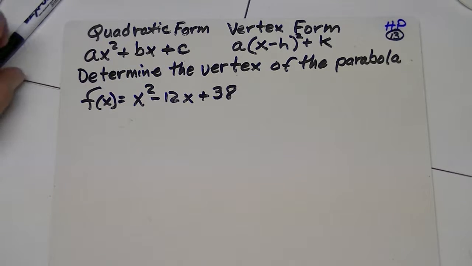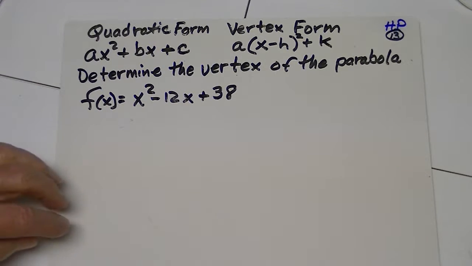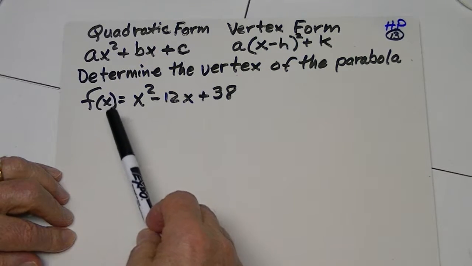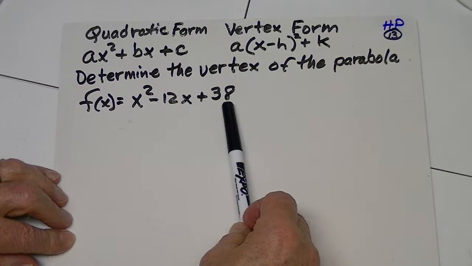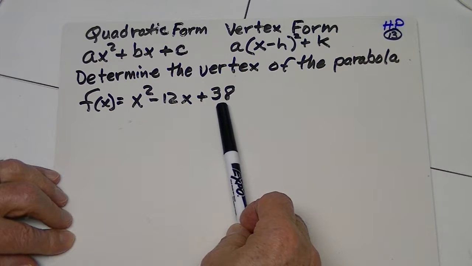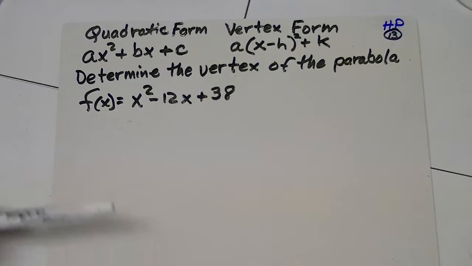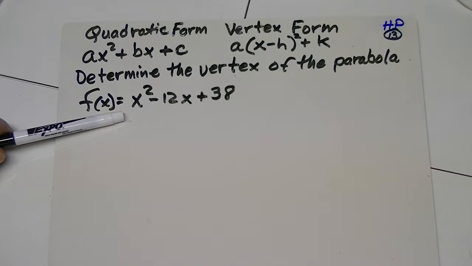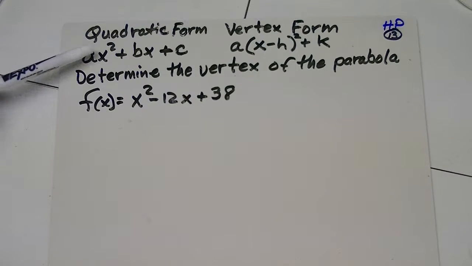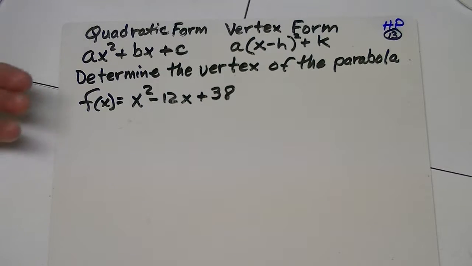Today we're going to look at this function. F of x is equal to this quadratic expression. Now this quadratic expression is in the form of ax squared plus bx plus c, which is often referred to as the quadratic form, the standard form of the quadratic expression.